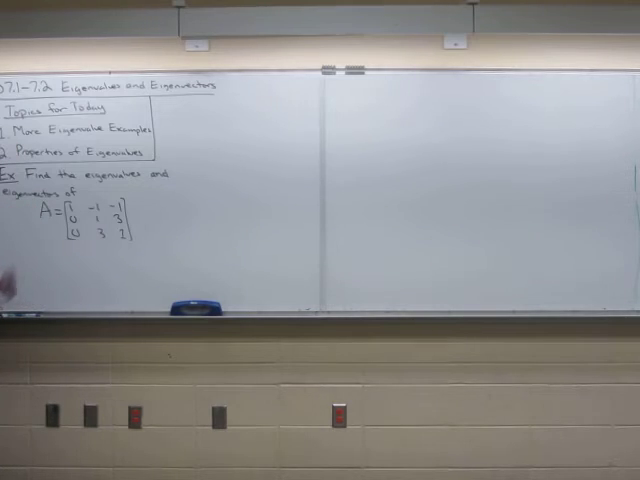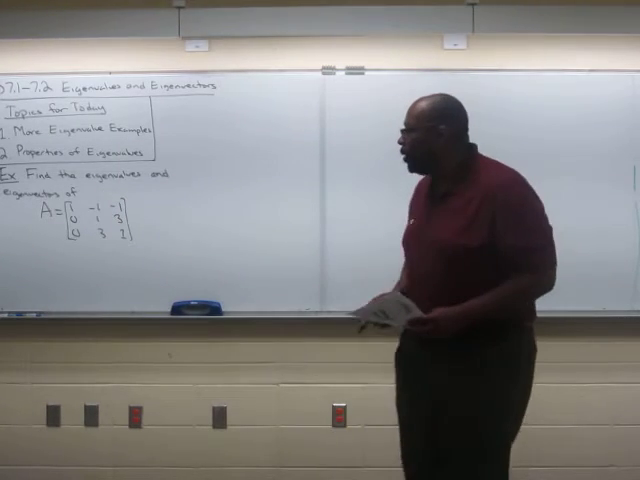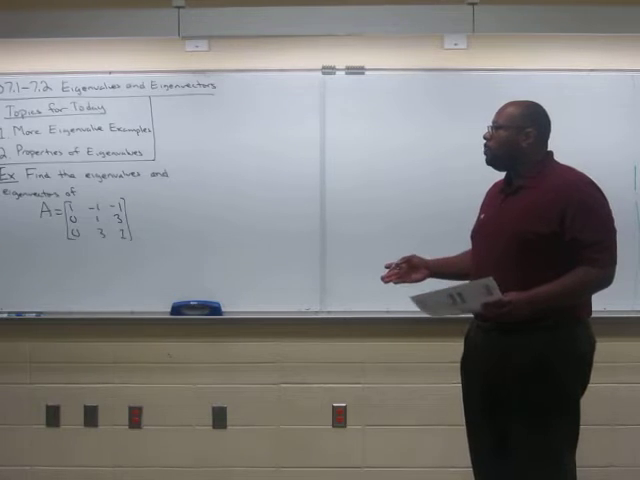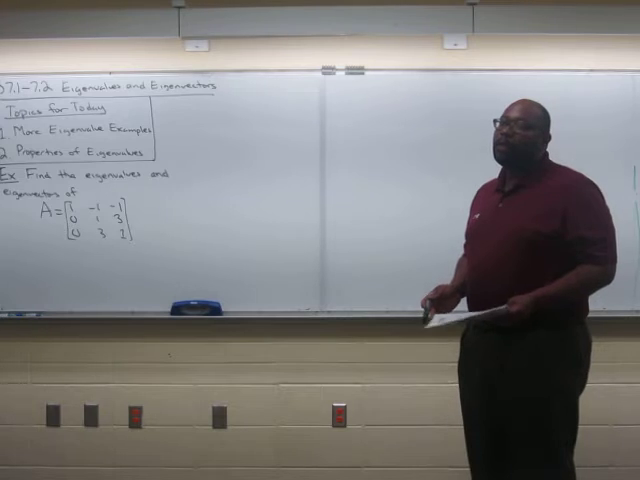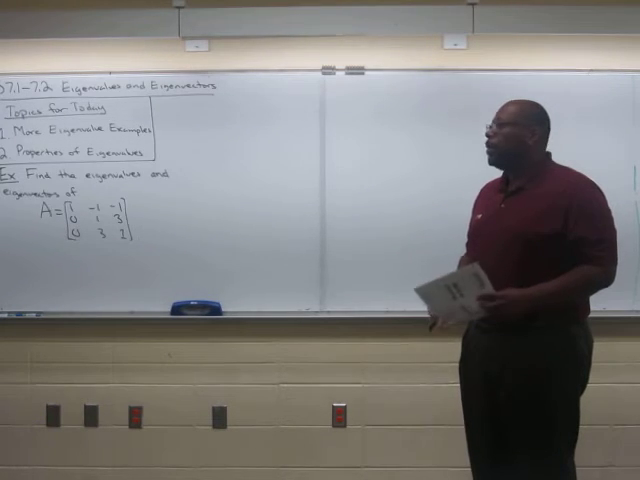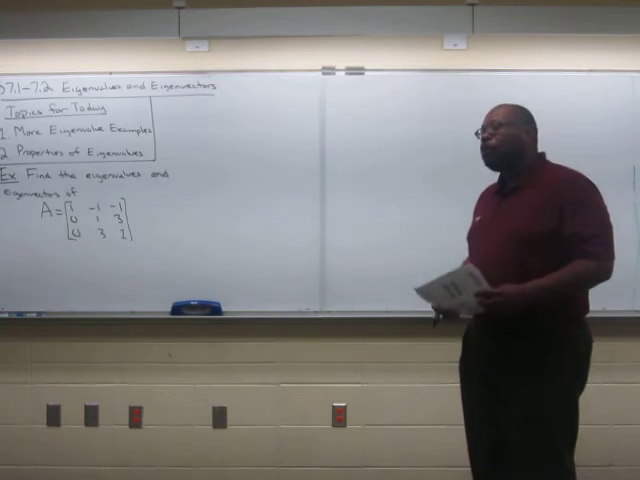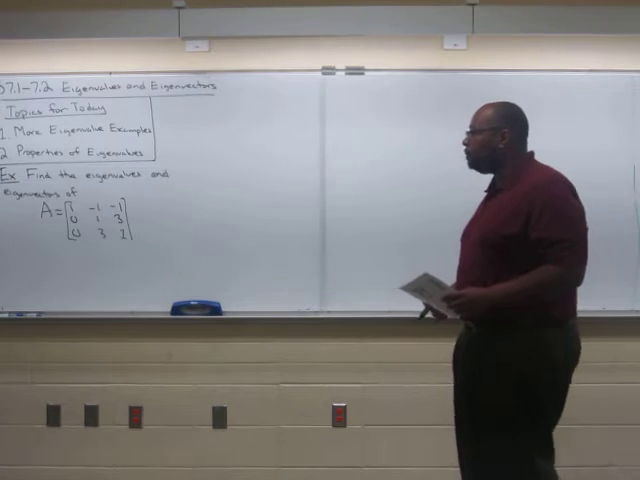So let's look at this. Find the eigenvalues and eigenvectors of A equal to 1, -1, -1, 0, 1, 3, 0, 3, 1. We're going to talk about eigenspaces after this example, what an eigenspace is. This is my first example for the day. It's a 3x3, so we should get 3 eigenvalues. Those eigenvalues could repeat, or they could be distinct. We're going to see what we have in this particular case.